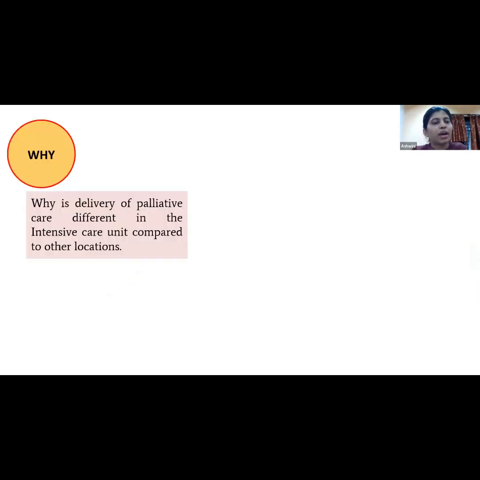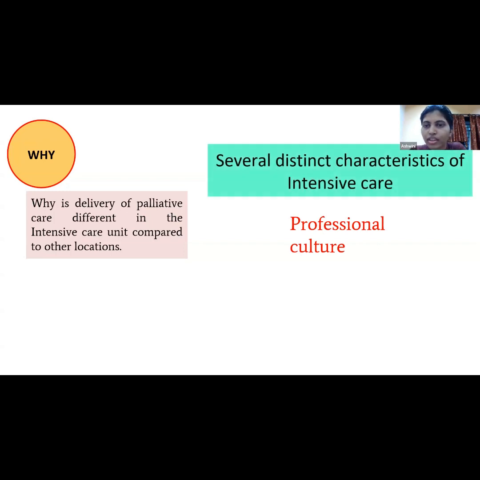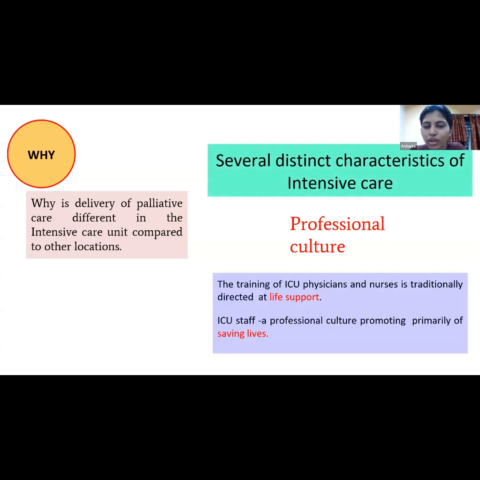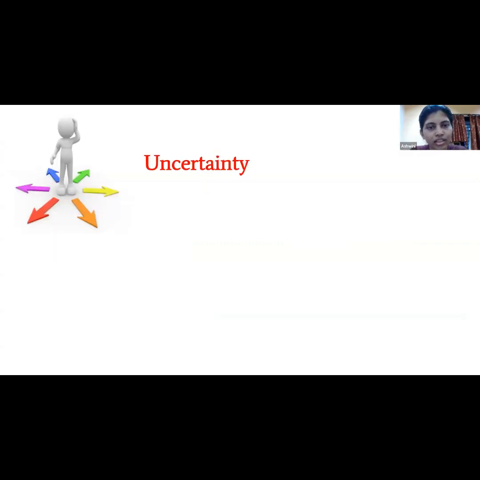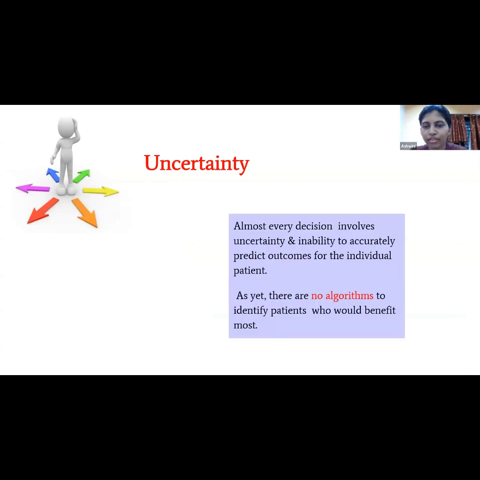So why is the delivery of palliative care different in the intensive care unit compared to other locations? Because of the professional culture. There are several distinct characteristics of intensive care. The training of ICU physicians and nurses is traditionally directed at life support. ICU staff have a professional culture primarily promoting saving lives. Almost every decision involves uncertainty and an inability to accurately predict outcomes for the individual patient. As yet, there are no algorithms to identify patients who would benefit most.